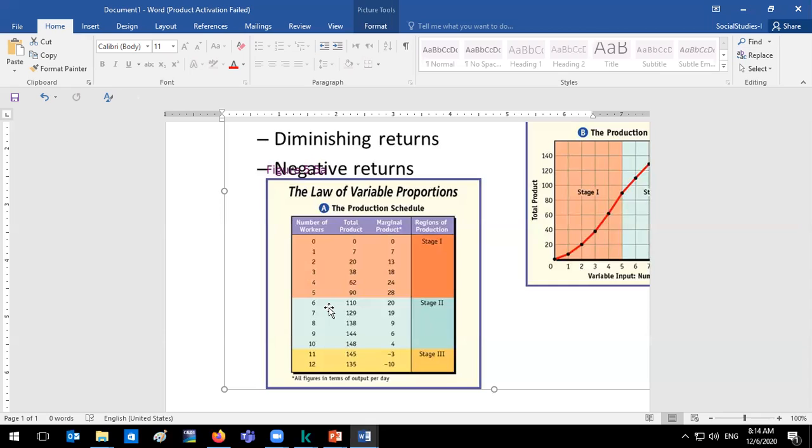If you go to 11 and 12 employees, this is not a good sign for the company, because it shows that your marginal returns will be negative. Okay, Maya, do you understand?